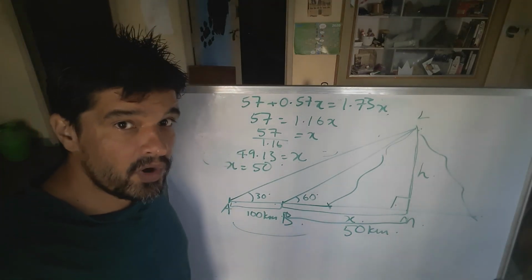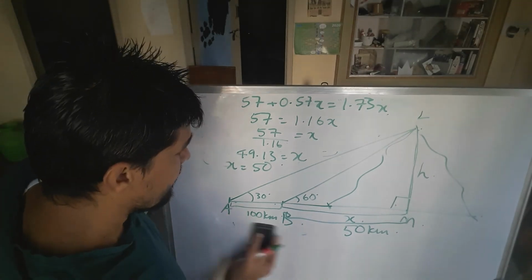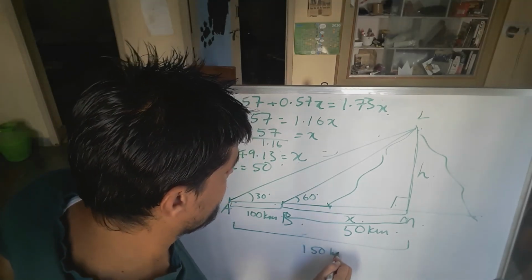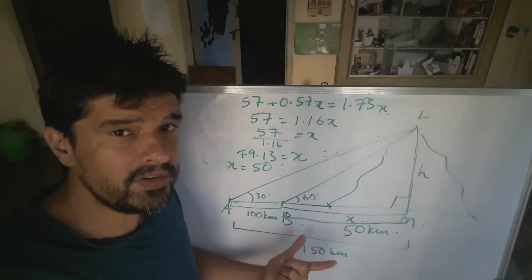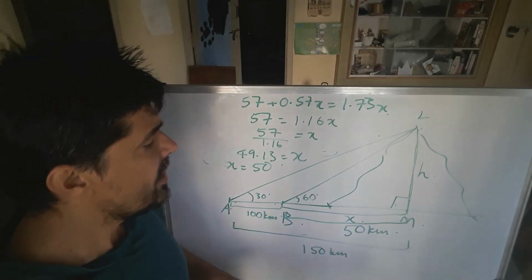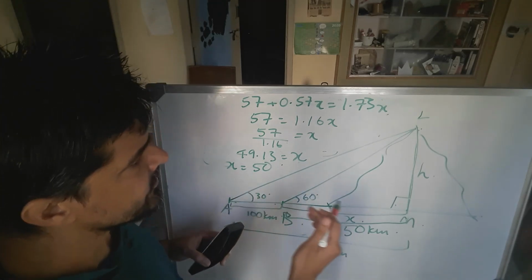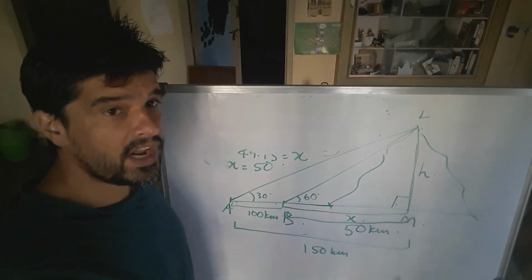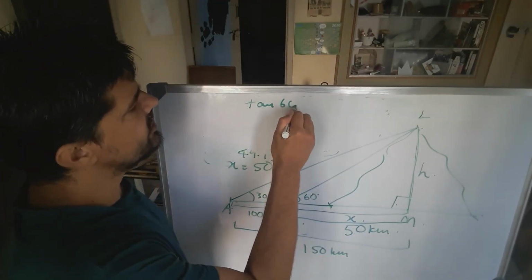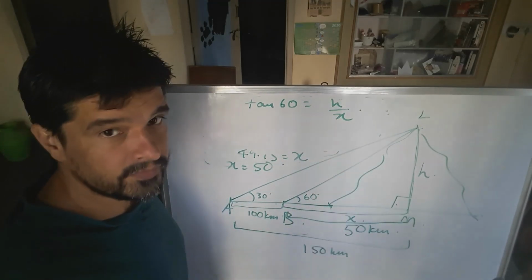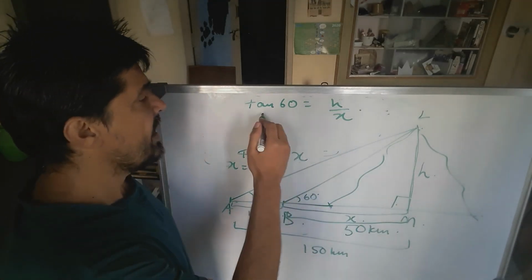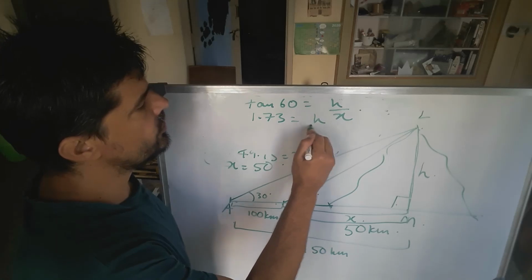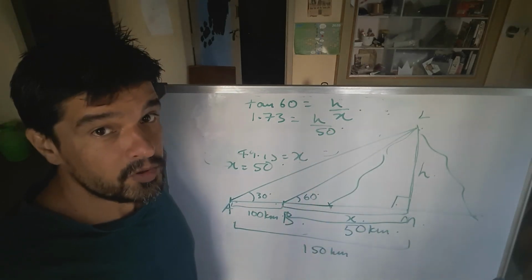Once you know x, therefore you know that your total distance is 150 kilometer from the second point, but you don't even need that. You need any one triangle to solve it. Let's stick to triangle BLM itself. In triangle BLM, we will use tan once again. I will say tan 60 is equal to h by x. Now x is known and tan 60 is also known. It was always known, tan 60. So 1.73 is equal to h by 50 because you found x.